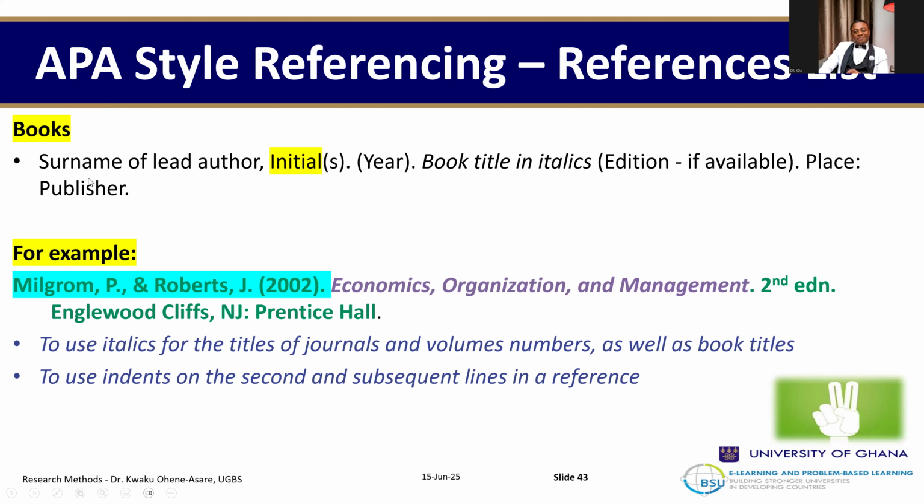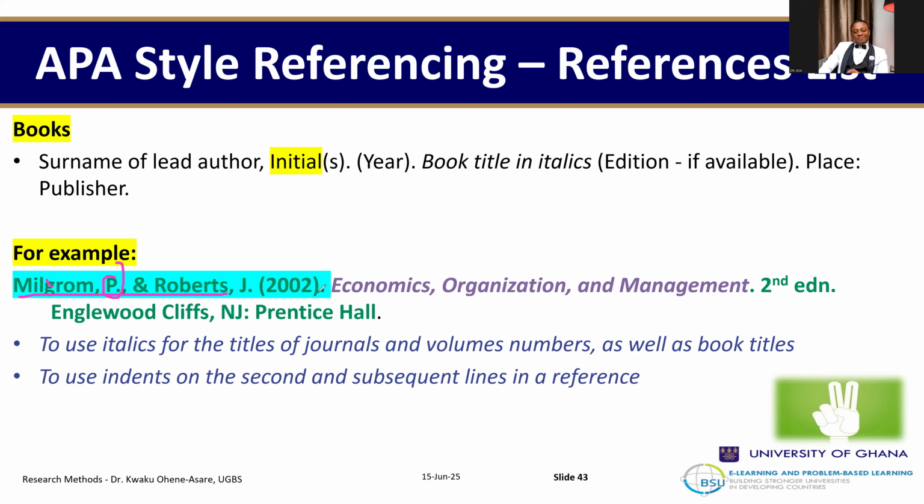Now, if it is a book, the surname of the author will come first, the initials second, then the year, the title of the book, the edition, the place, and the publisher. It's a clear example. So you have the author. Remember, the surname, there's a comma, then the initials of the first name or middle names. If there are more middle names, you add initials of them.